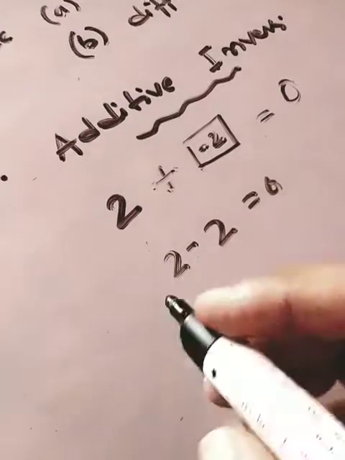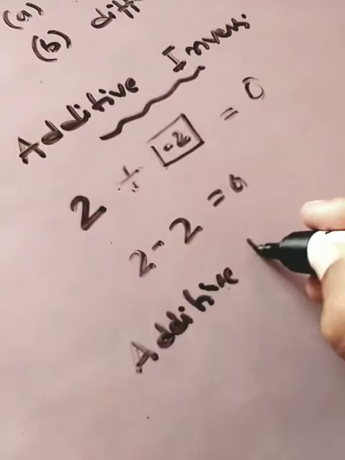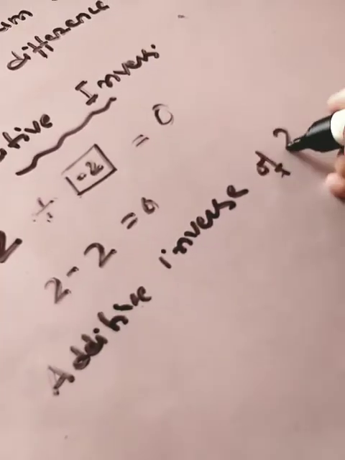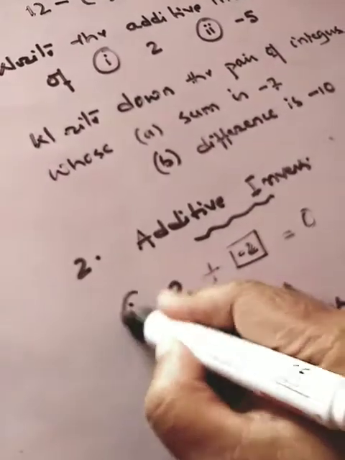So how to write it down? So write additive inverse of 2 is minus 2. Students, like this you have to give your answer. Similarly, this is number 1.